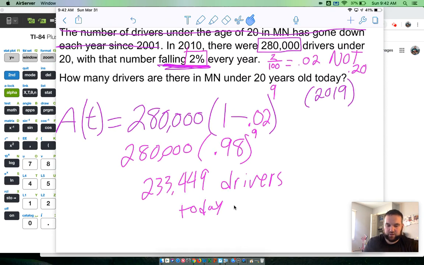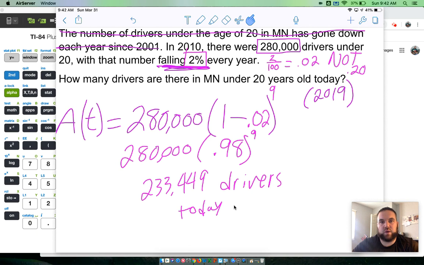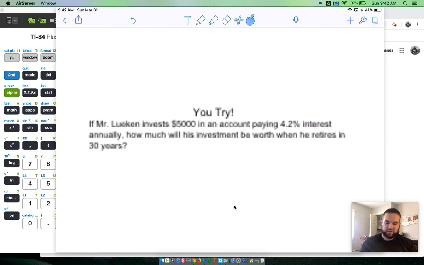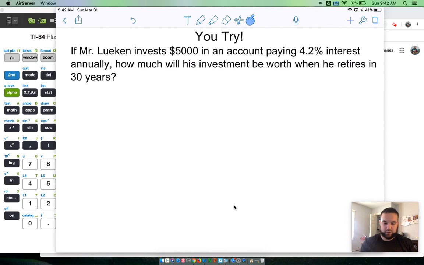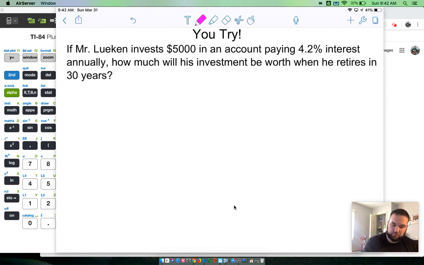So that's how we can use that percentage rate of increase or decrease to find the amount of something down the road. We're going to look at one more example real quick. If you want to try it on your own, go for it. Mr. Luke can invest $5,000 in an account paying 4.2% interest annually. So every year I get 4.2% interest, which means the account is growing by that much every year. How much will his investment be worth when he retires in 30 years?